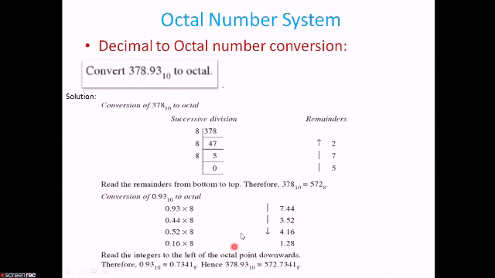Now we will be reading the integers to the left of the octal point, taking the integers from top to the bottom. That is 0.93 to the base 10 is 0.7341 to the base 8. We have stopped calculating here because we have got the accuracy point. You can also calculate more, but you will not be getting the accuracy point. That's why we have calculated up to 4 points. So the result of 378.93 to the base 10 is 572.7341 to the base 8.